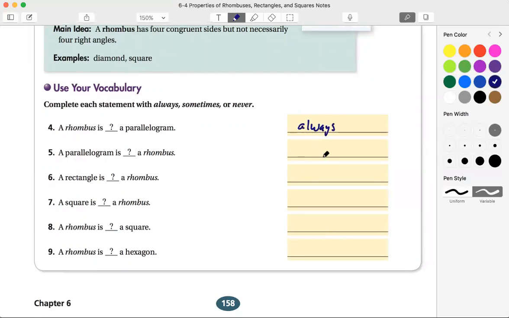A parallelogram is sometimes a rhombus. A rectangle is sometimes a rhombus. A square is always a rhombus. A rhombus is sometimes a square, and a rhombus is never a hexagon.